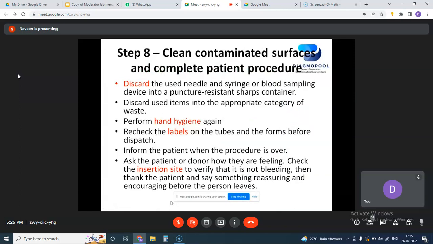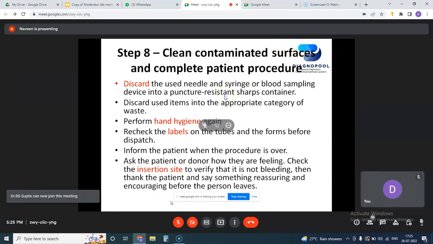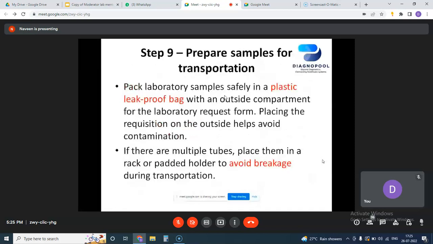Next, cleaning the contaminated surfaces and discarding the needle syringe appropriately. Again, after phlebotomy is over, hand hygiene, as I told you, hand hygiene should be done before and after phlebotomy of each patient. Recheck the labels so that the details of the patient match. Then inform the patient that the procedure is over. And before the patient leaves, always confirm that there is no bleeding from the site. Okay, so check the site, ensure that there is no bleeding. Then the patient can be sent out.